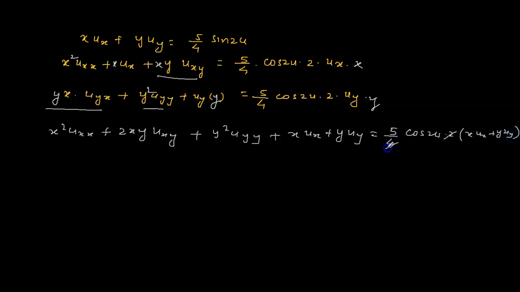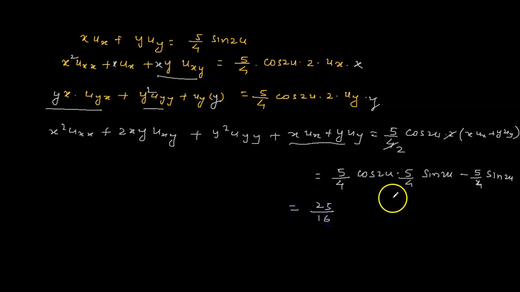So this 2 and this 4 we can cancel by 2 here, so we get 5 by 4 cos of 2u into this one. By the first degree Euler theorem, this is 5 by 4 sine of 2u, and minus this part we can bring to the right hand side. So we can write here 5 by 2 into 5 by 4 sine of 2u, so this is 25 by 16, and this cancels, so this is only 2.